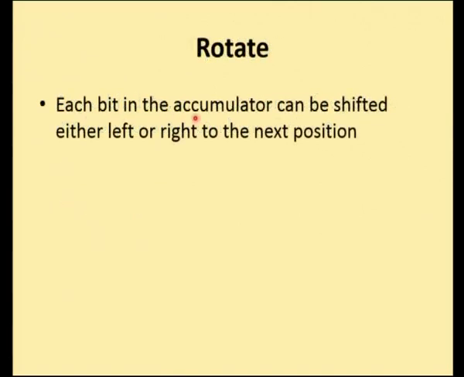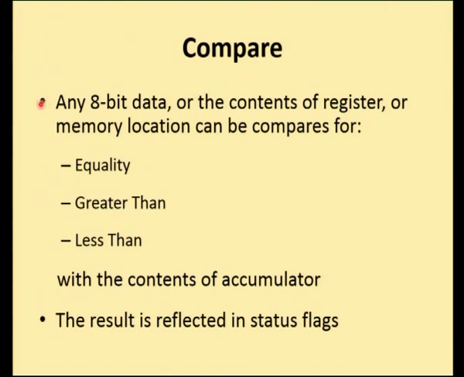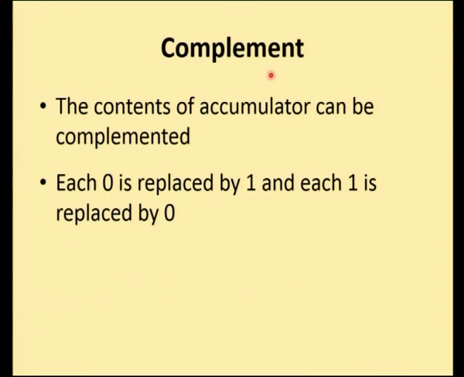For rotate, each bit in the accumulator can be shifted either left or right to the next position. For comparison, in 8085, any 8-bit data or the content of the register or the memory location can be compared for equality, greater than, lesser than with the contents of the accumulator. The result is reflected in the flag register. Complement is nothing but the NOT operation. The content of the accumulator can be complemented, that is just replacing each 0 by 1 and 1 by 0.